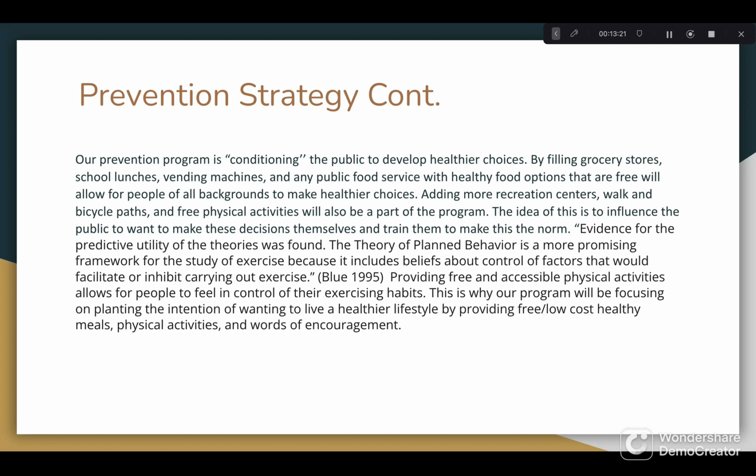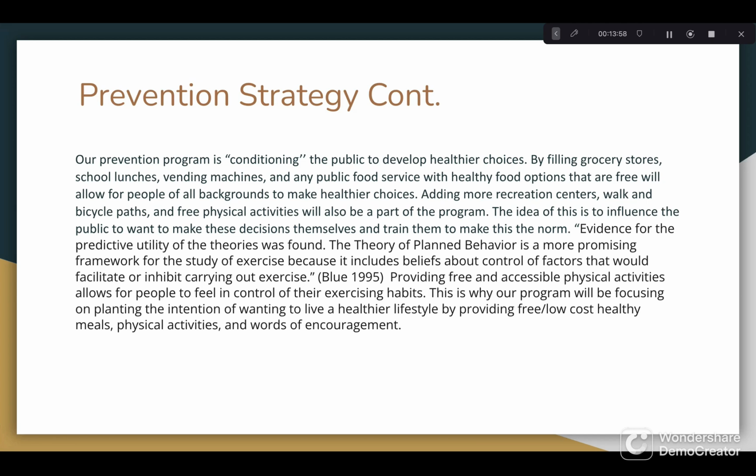Adding more recreation centers, walk and bicycle paths, and free physical activities is also a part of the idea. The idea of this is to influence the public to want to make these decisions themselves and train them to make this their norm. Evidence for the predictive utility of the theories was found. The theory of planned behavior is a more promising framework for the study of exercise because it includes beliefs about control of factors that would facilitate or inhibit carrying out exercise. Providing free and accessible physical activities allows people to feel in control of their exercising habits.